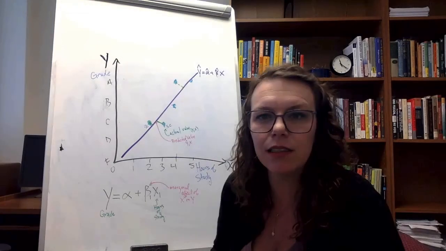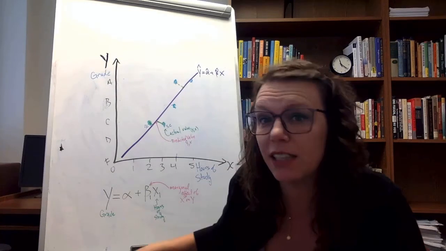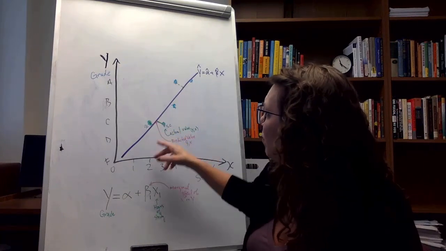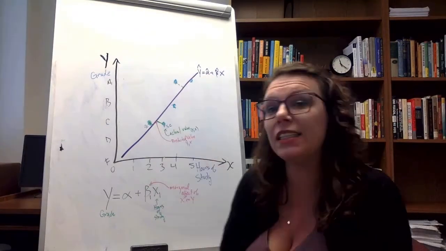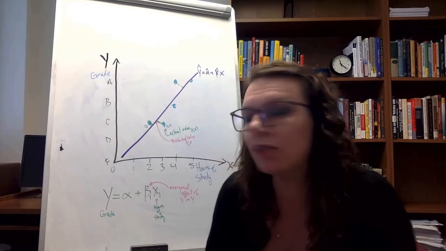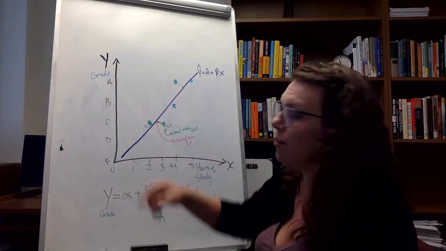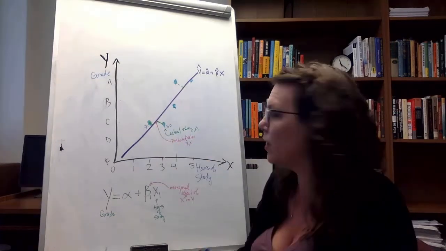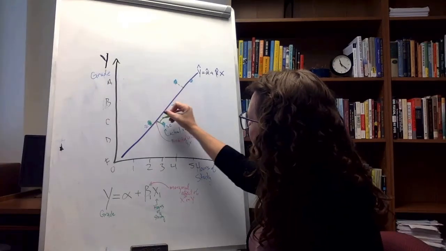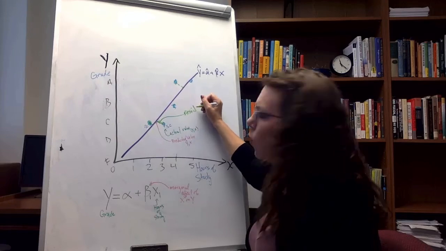Does that make sense? So we have a person, a real person in the real world who's in our sample, who studied for 3 hours and got a C. But our equation, based on the data we gave our computer, our statistical software, predicts that for 3 hours of studying, they should have gotten maybe a different grade. And the residuals are the space in between. The difference between y and y hat.